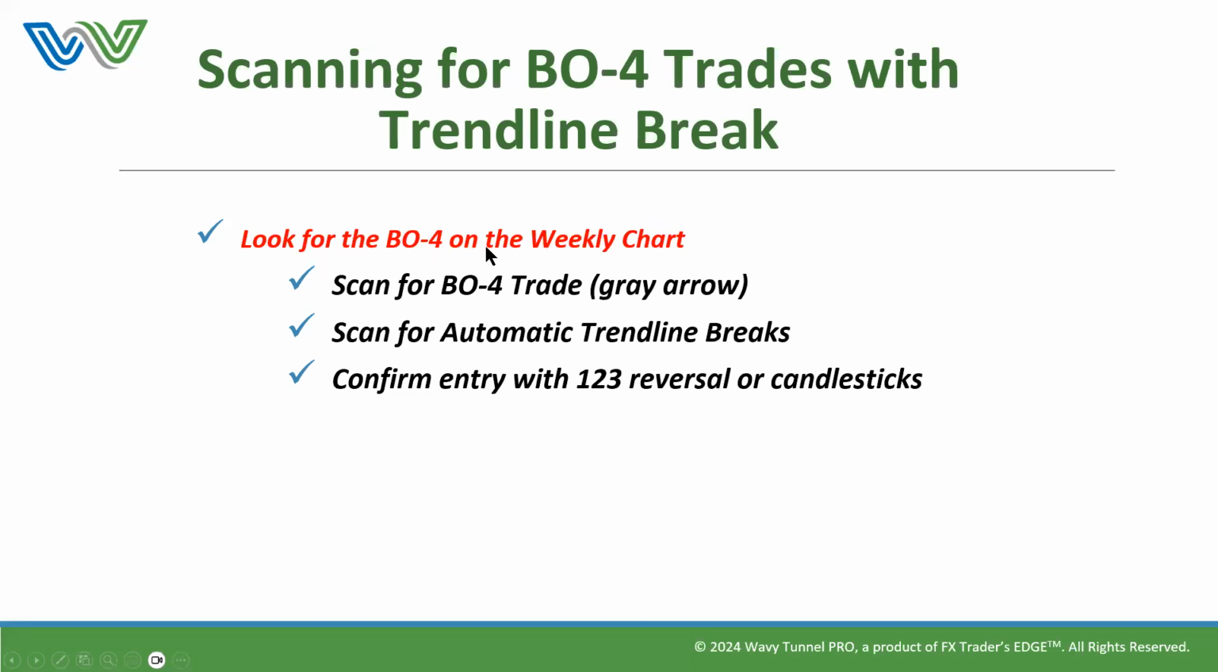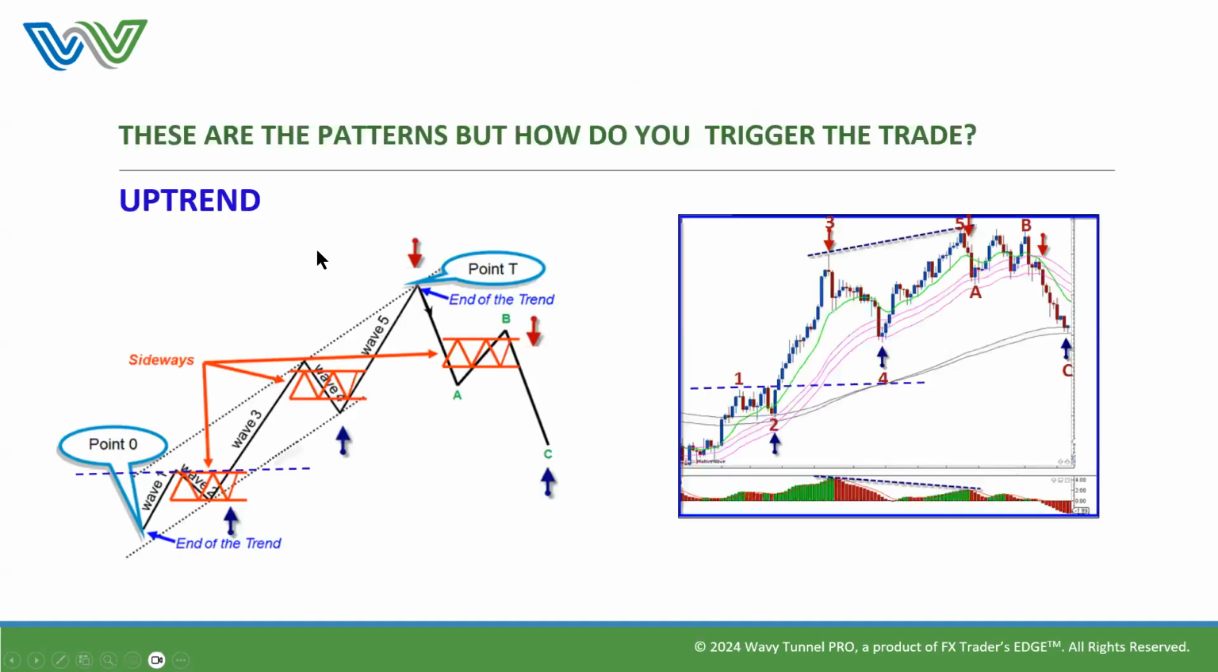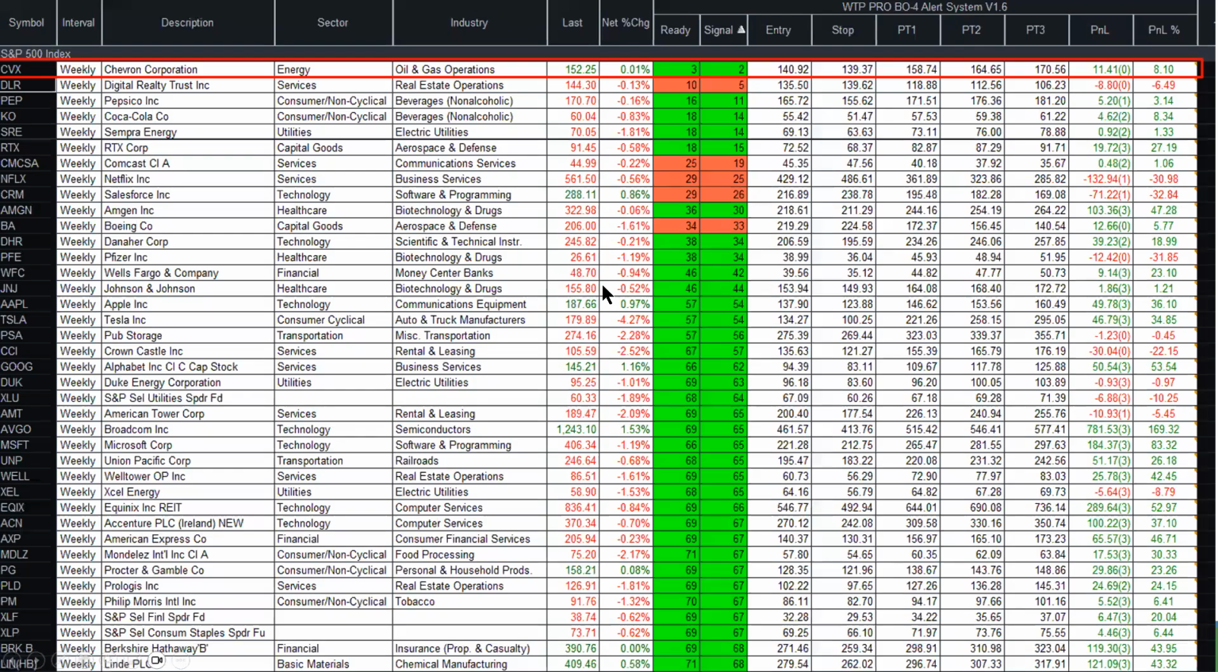Okay, so I want to just show you one example with the trend line break. We can look for the breakout 4 on the weekly chart. We scan for the breakout 4 trade, the gray arrow, and then scan for automatic trend line breaks and confirm entry with the 1, 2, 3 reversal or with candlesticks. So this is the pattern that we're looking for. We're looking for the end of the wave C with trend line breaks. So our scanner does have automatic trend line breaks.